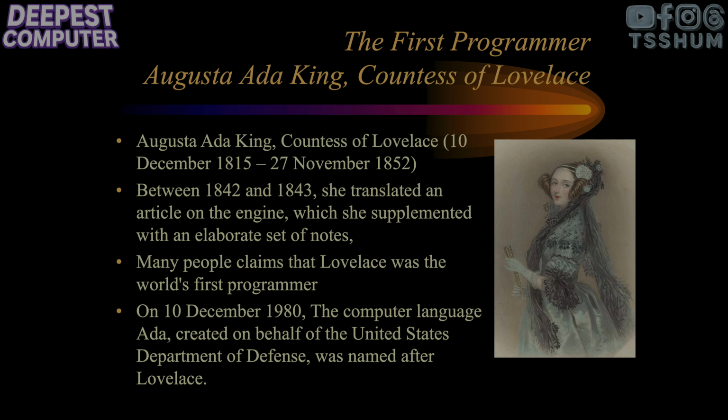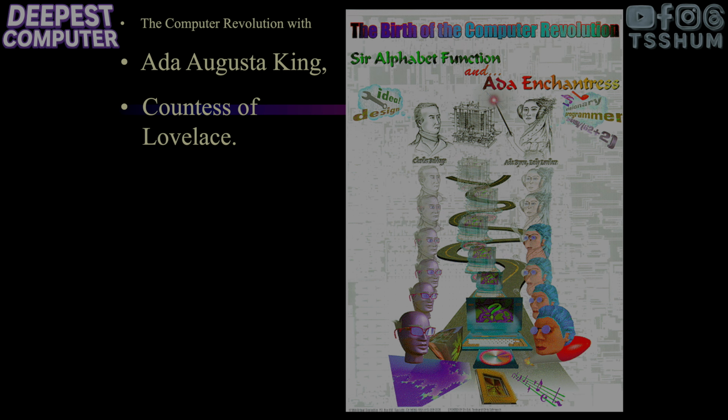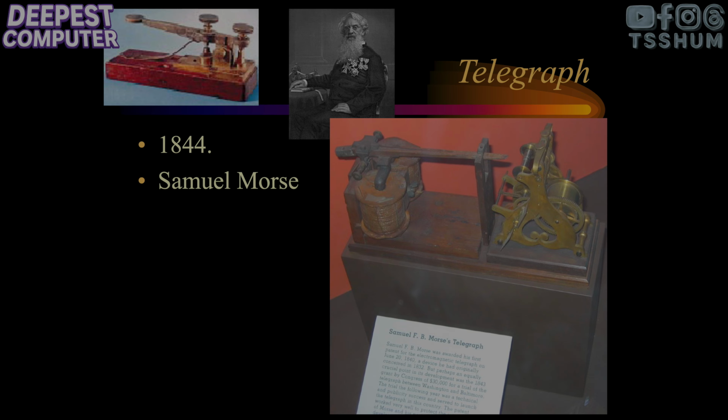Between 1842 and 1843, she translated and supplemented an article on Babbage's engine with elaborate notes. The computer language Ada was named after her. Augusta Ada King, Countess of Lovelace, played a significant role in the computer revolution. In 1844, Samuel Morse invented the telegraph.